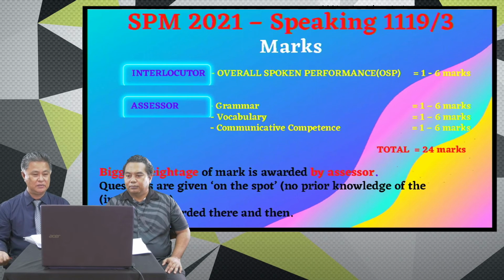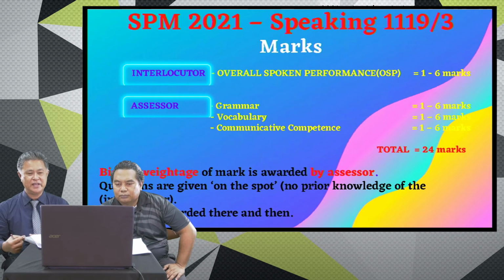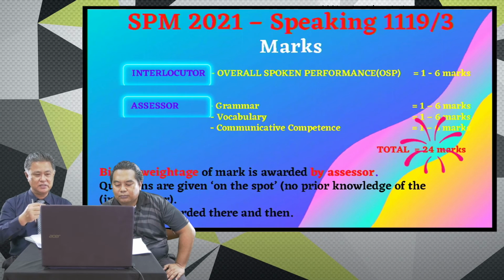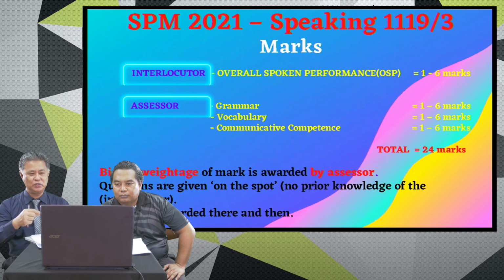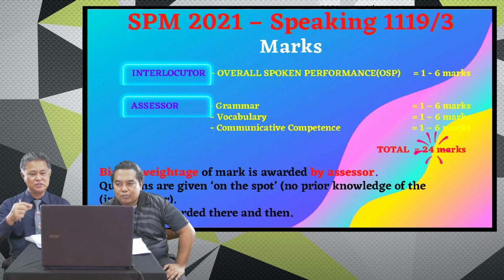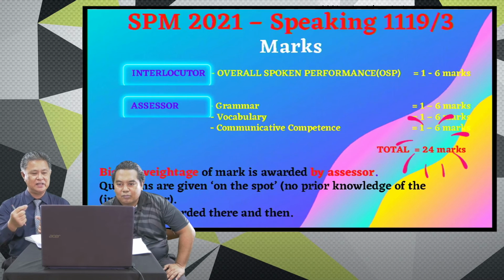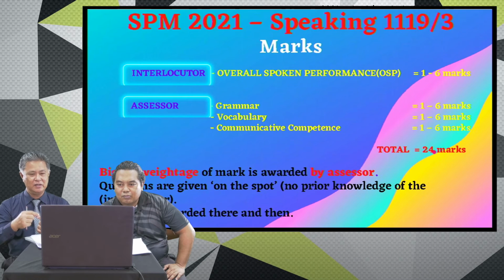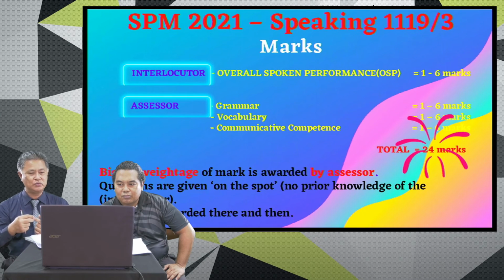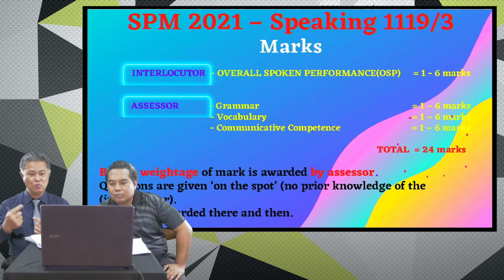appointed by the Jabatan Pendidikan, he or she is going to be very analytical in trying to award the mark, because this personnel is going to look at the grammar, again 1 to 6 marks, 1 being the lowest, 6 being the highest, and then the vocabulary, once again 1 to 6, and also the communicative competence of both candidates, 1 to 6 marks.